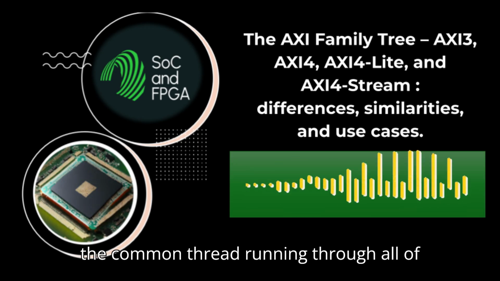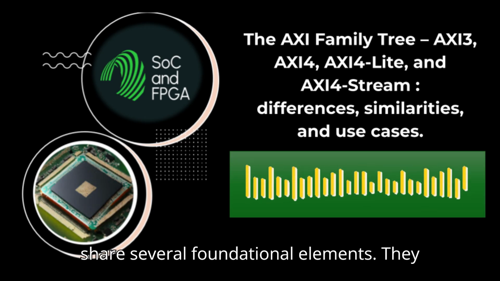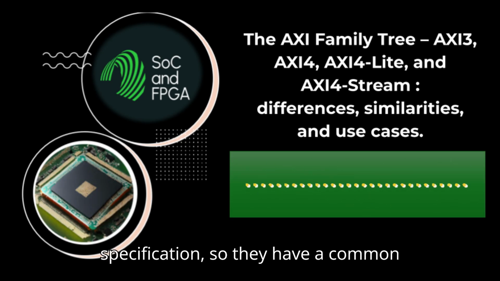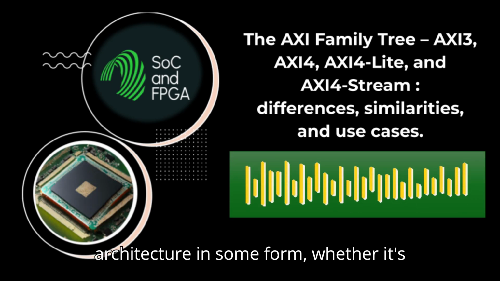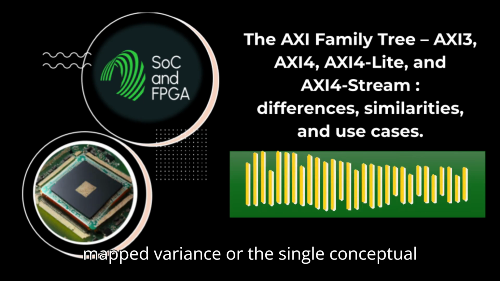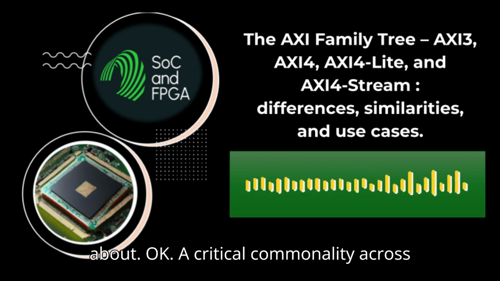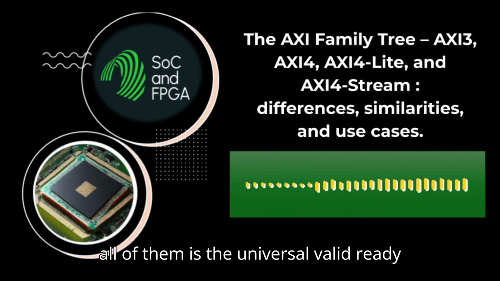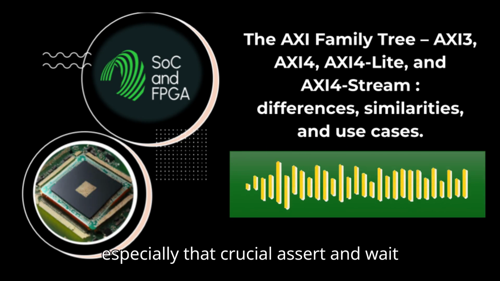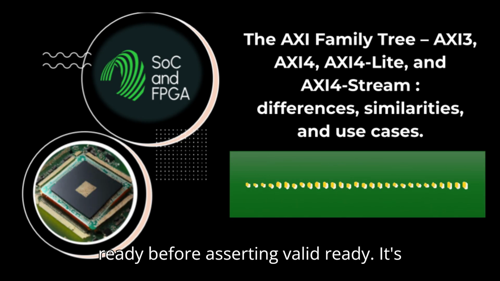Okay, so what's the common thread running through all of them? Well, despite their distinct optimizations, all AXI family members share several foundational elements. They all originate from ARM's AMBA specification, so they have a common pedigree. Right. They all employ a channel architecture in some form, whether it's the five distinct channels for memory-mapped variants or the single conceptual data channel for AXI4 Stream, enabling that concurrent data flow we talked about. Okay. A critical commonality across all of them is the universal valid-ready handshake for reliable data transfer, especially that crucial assert-and-wait rule, where the source must not wait for ready before asserting valid.